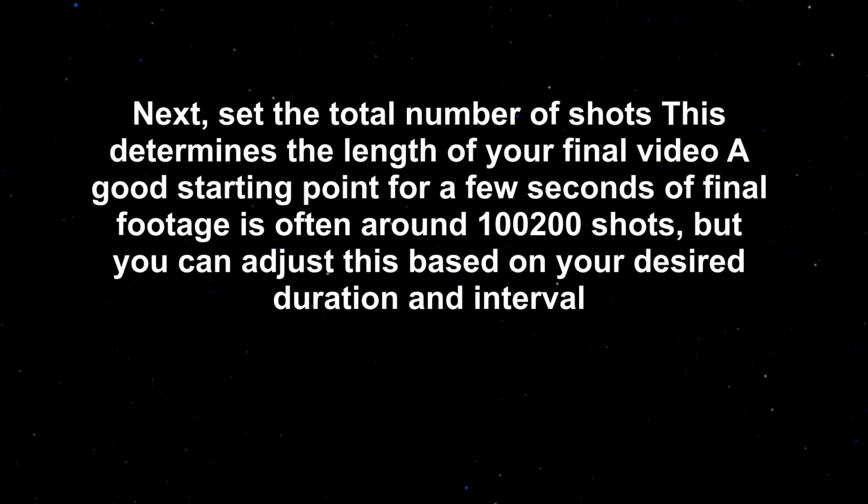Next, set the total number of shots. This determines the length of your final video. A good starting point for a few seconds of final footage is often around 100 to 200 shots, but you can adjust this based on your desired duration and interval.